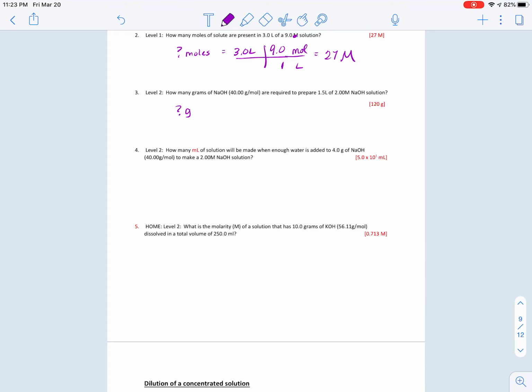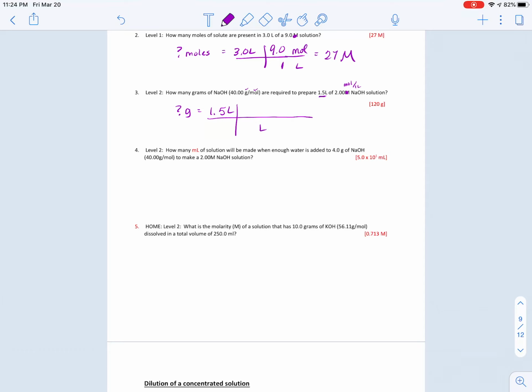Next one, how many grams are required to prepare this many liters of that solution? All right, so we're asking for grams this time instead of moles. This is why it's level 2. It has 1 extra step in it. So we have something that has molarity, so I'm going to rewrite as moles in 1 liter. And notice this has 1 unit. Notice this has 2 units. So don't start with things with 2 units. Start with the thing that has 1 unit.